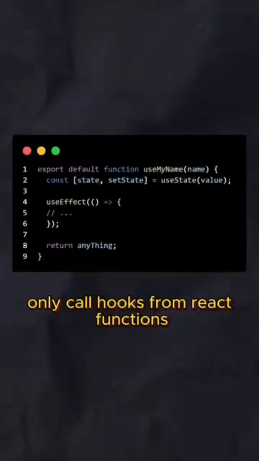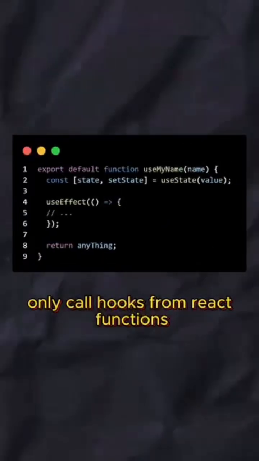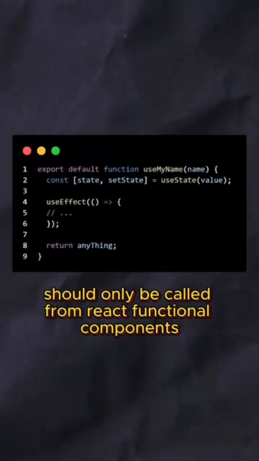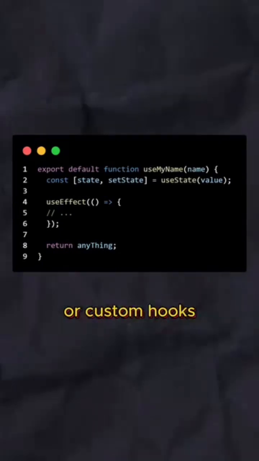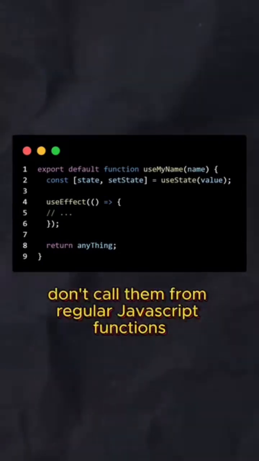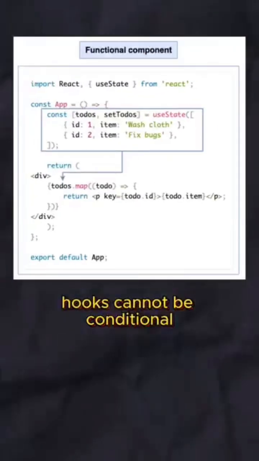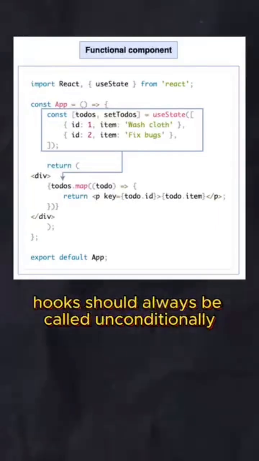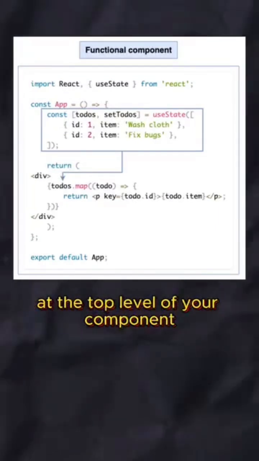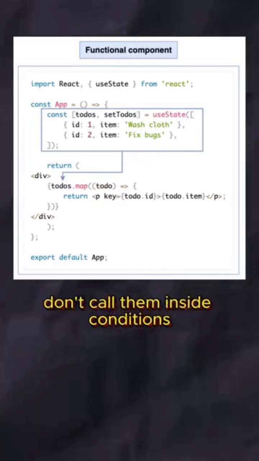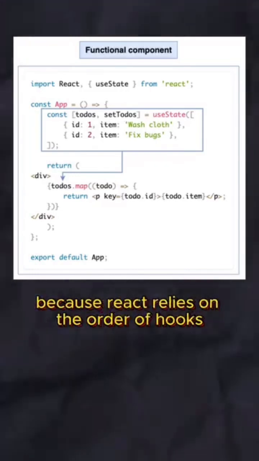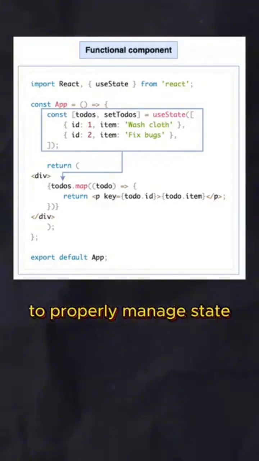Number 2. Only call hooks from React functions. Hooks should only be called from React functional components or custom hooks. Don't call them from regular JavaScript functions. Number 3. Hooks cannot be conditional. Hooks should always be called unconditionally at the top level of your component. Don't call them inside conditions, because React relies on the order of hooks to properly manage state.